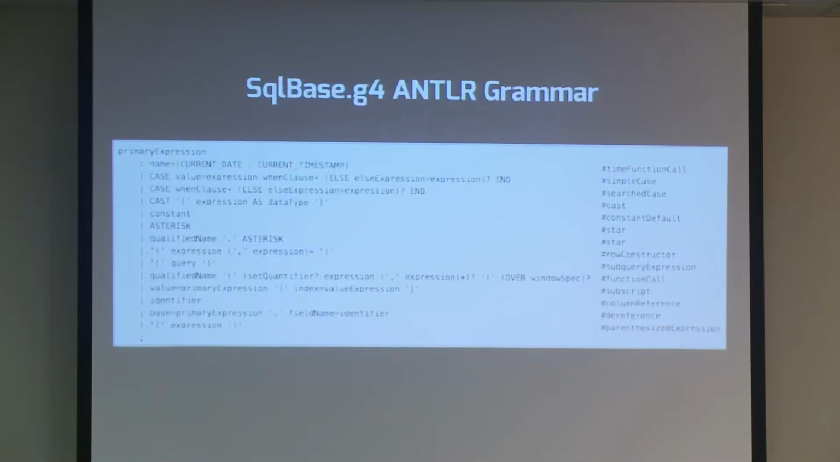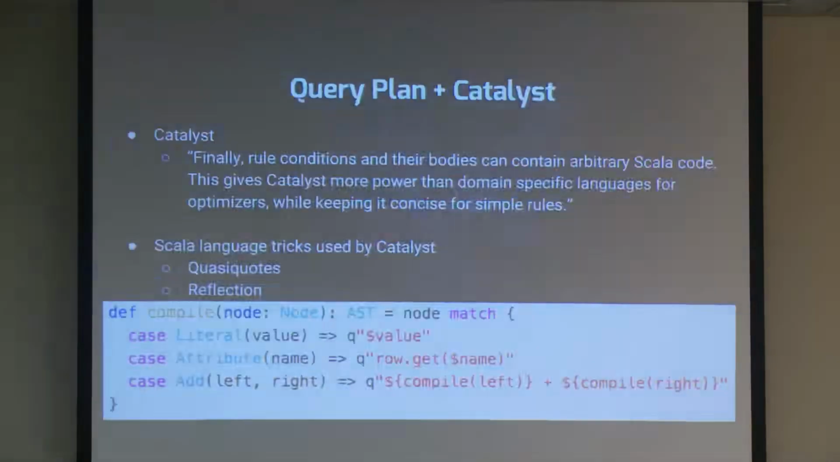Here's just an example of the base grammar, right? So you can see there's SQL-like things and tokens. So basically from there, it builds out abstract syntax trees and stuff like that. But the thing to take away from there, for example, is that rules, conditions, and their bodies can contain arbitrary Scala code. That gives Catalyst more power than domain-specific languages for optimizers, right? So anytime you get into the mix of generating code based on things, magical things can happen.